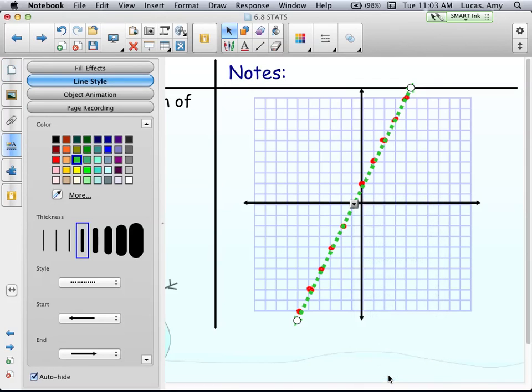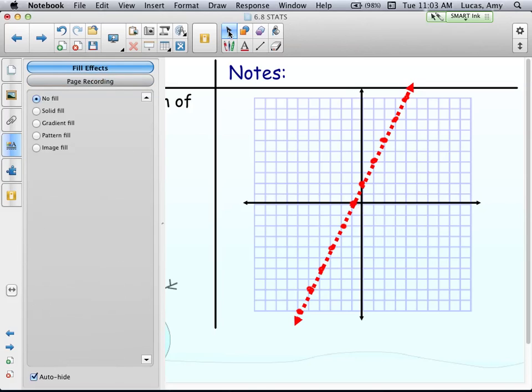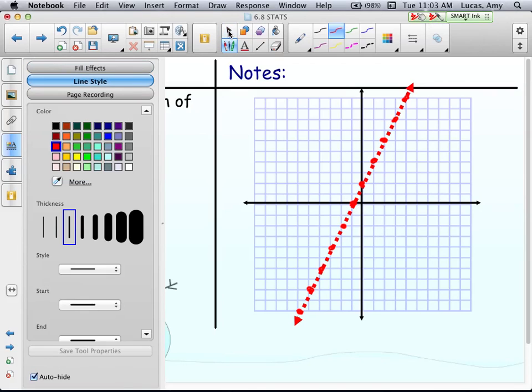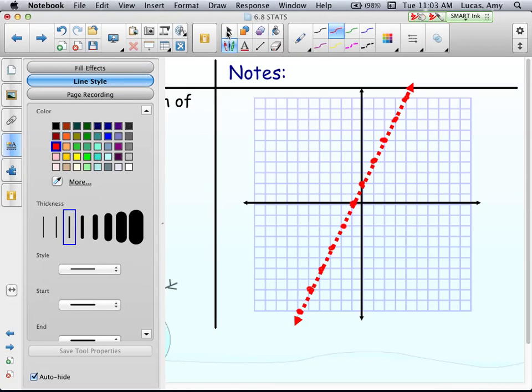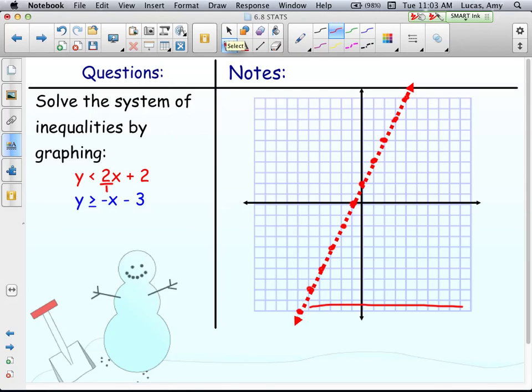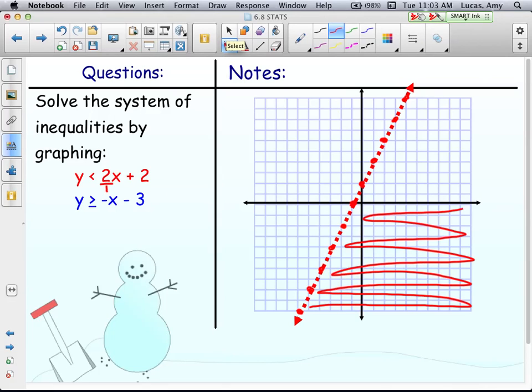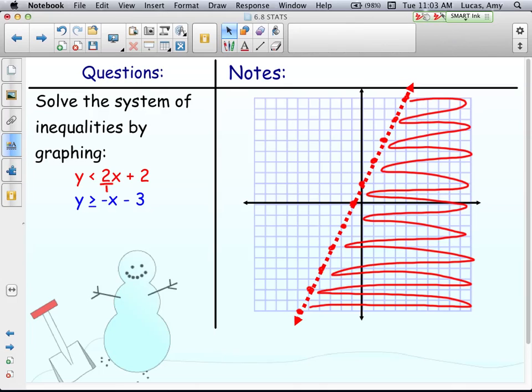Change the color so that it matches. Okay? And this one would be shaded because it was a less than, we would shade below. So below this line, I'm going to shade over here. Okay. Now, my other line is going to be blue.